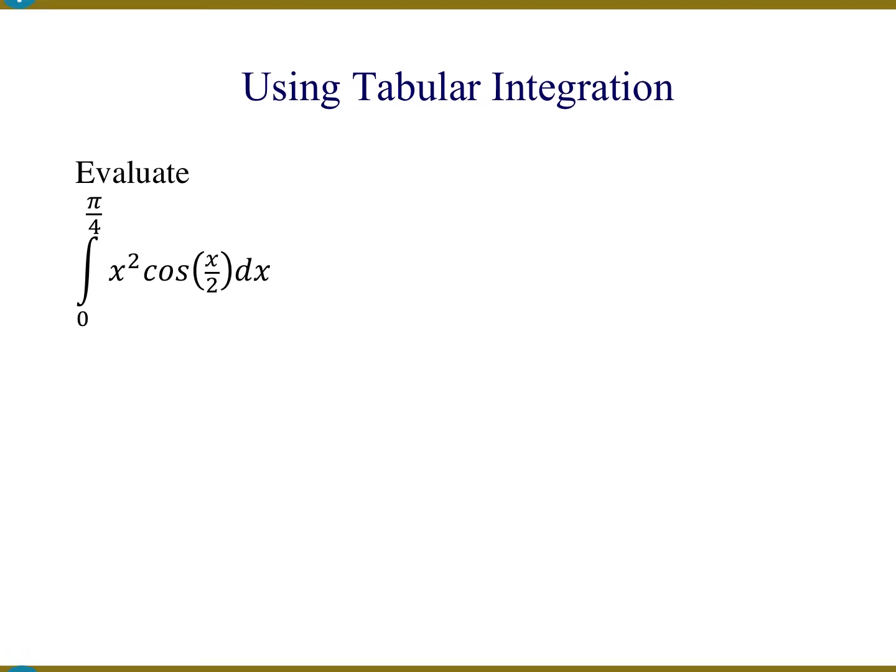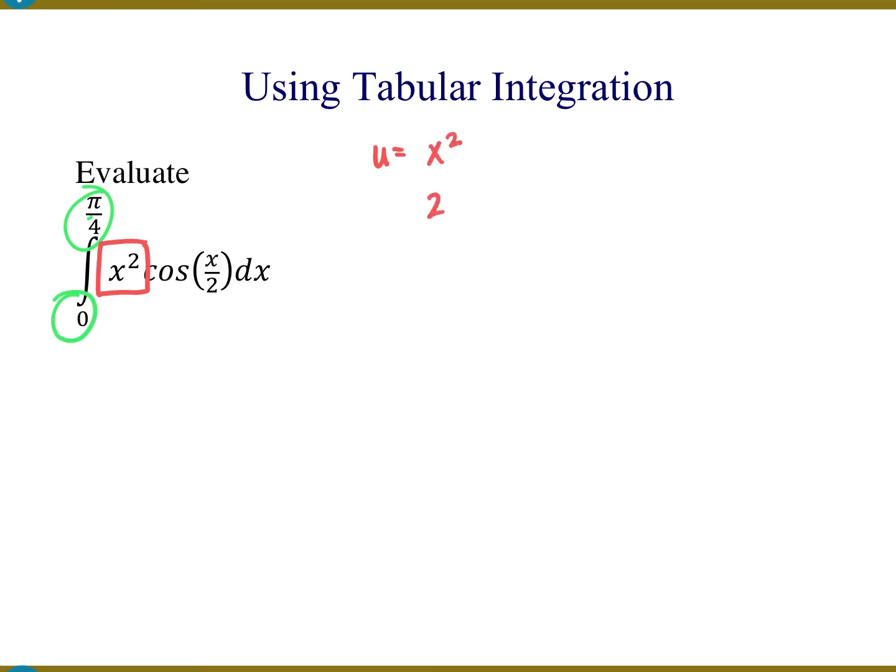All right, so let's take a look at using tabular integration, and this problem has bounds on it, which means that we'll be able to go farther than we had before with the plus C. All right, but let's make our U choice first. So we're using the LIPET test. We're going to start with the P. So my U is going to be chosen for x squared.